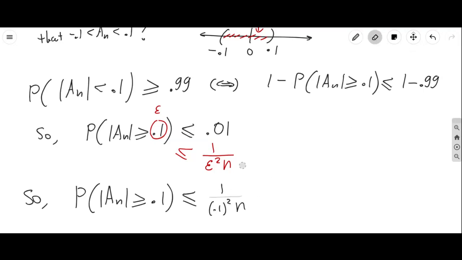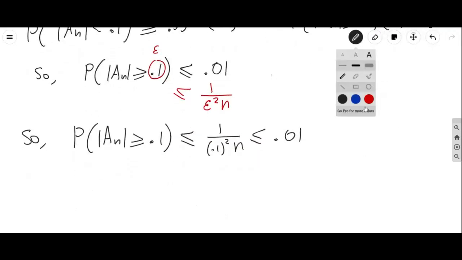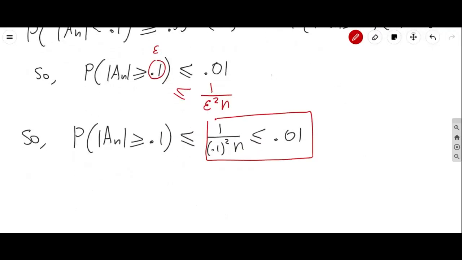And what do we want? We want this itself to be smaller than this number. Because, well, look at this. This is the level of confidence we want to achieve. So if we know that this quantity is smaller than 0.01, then certainly this tail is smaller than 0.01. And now let's solve this inequality for n. And that will give us the n that we need.